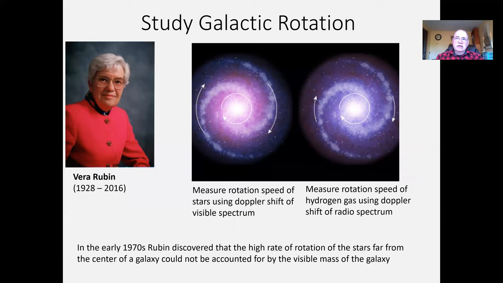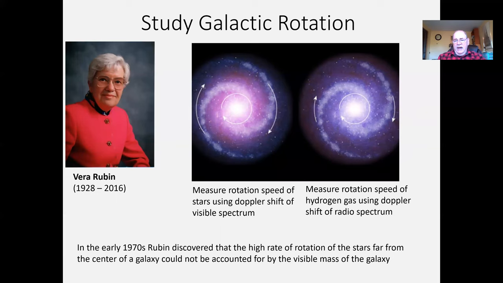But the real discovery, what put dark matter on a map, which convinced the skeptics, and there were many skeptics in astronomy, of this dark matter. Certainly they agreed that something was strange, but what really convinced the astronomical world that dark matter was real and had to be contended with and had to be studied seriously was the work of Vera Rubin.